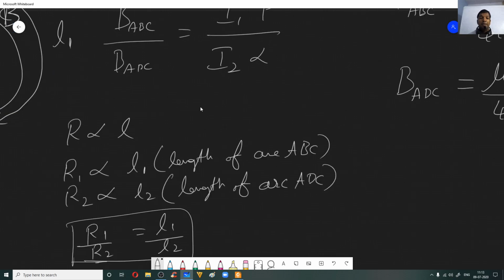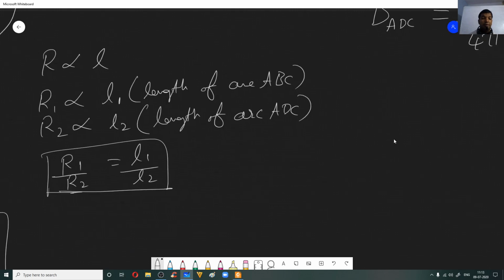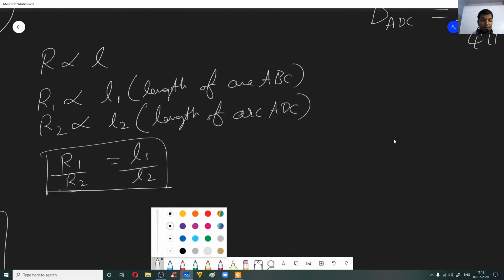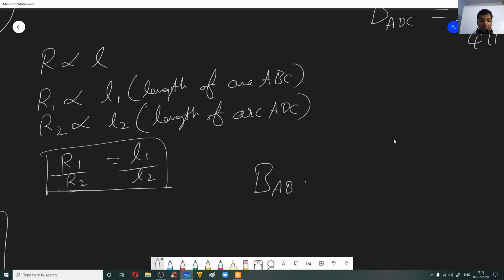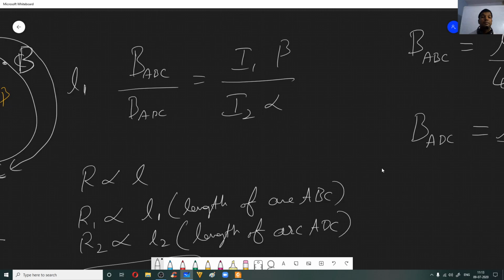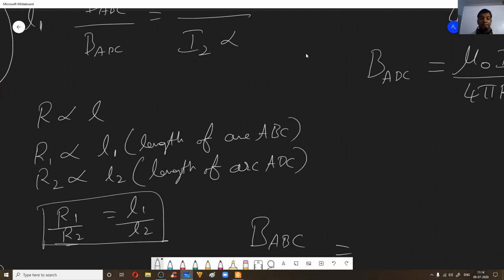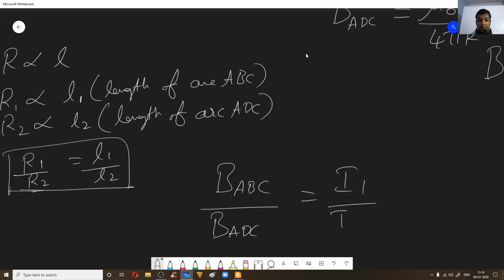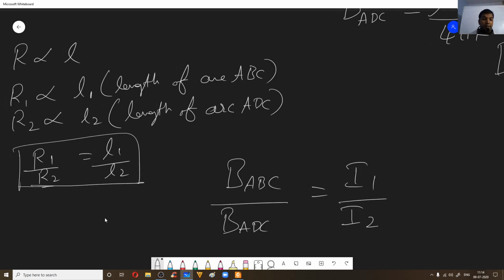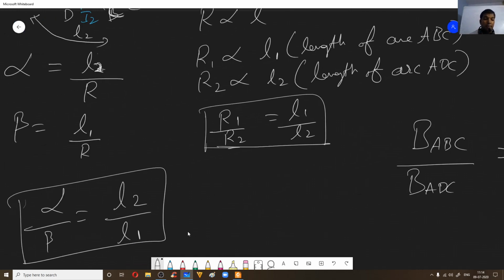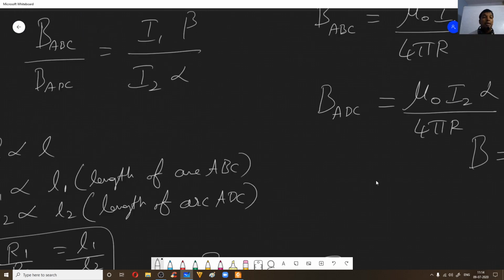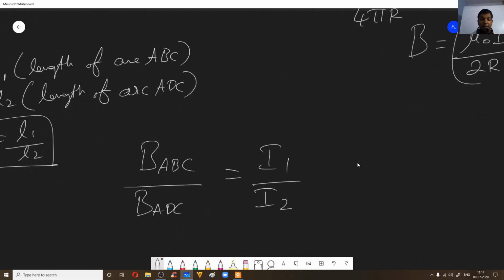Yeah, so for beta by alpha I can substitute L2 divided by L1, right? So BABC divided by BADC, so that will be equal to I1 divided by I2, then this is actually L2 divided by L1, okay? Alpha by beta is L2 by L1, so beta by alpha it will be L1 by L2, okay? So L1 by L2, right?